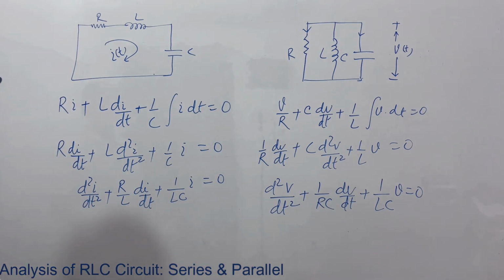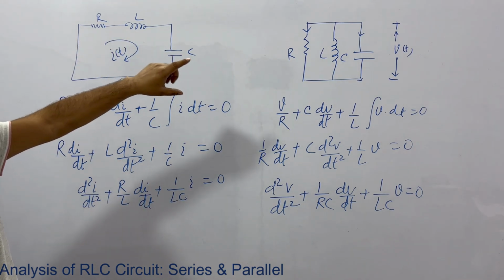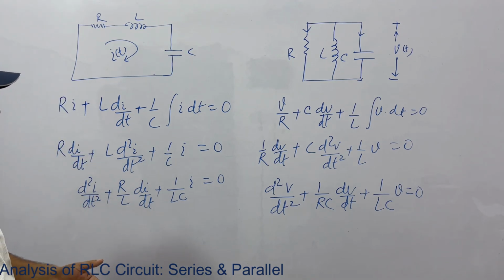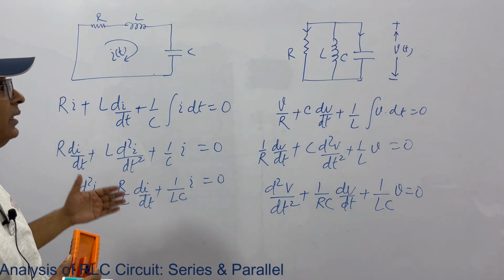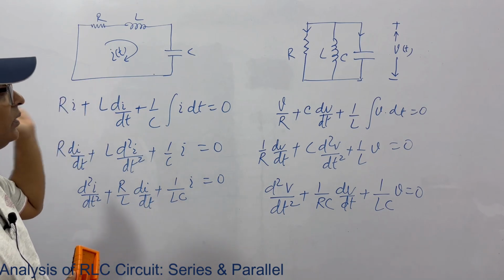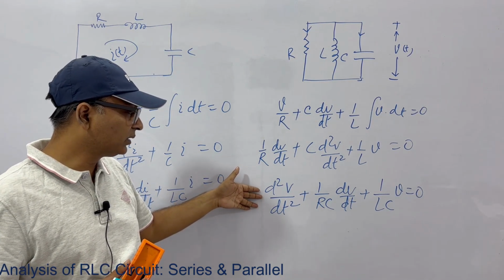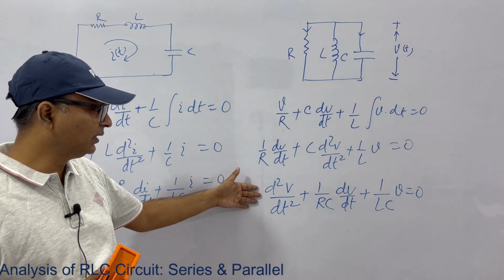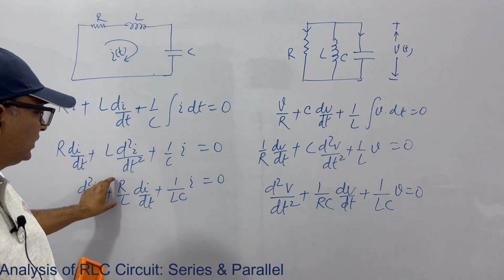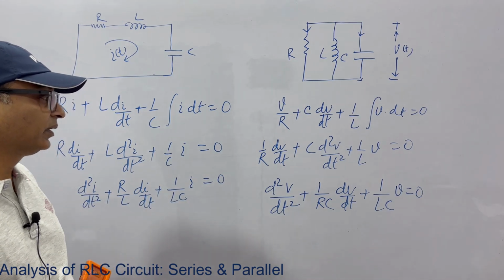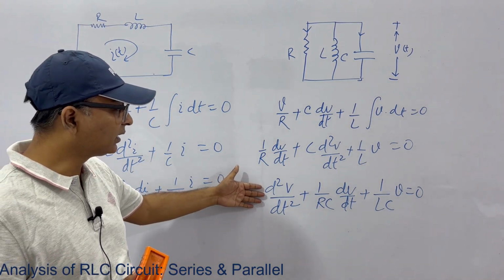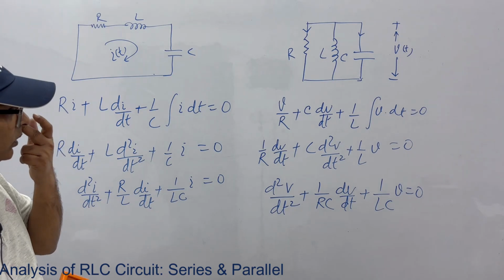See, we have identical equations. Differential equation of second order. We have two identical equations. This is in series, this is in parallel, but the equations are identical. This concept is called duality. And we say that the circuits are dual to each other. What we'll do? We'll solve one equation, and the same will be for this also, only this constant will be different. So let's solve this equation and see what are the possible solutions.